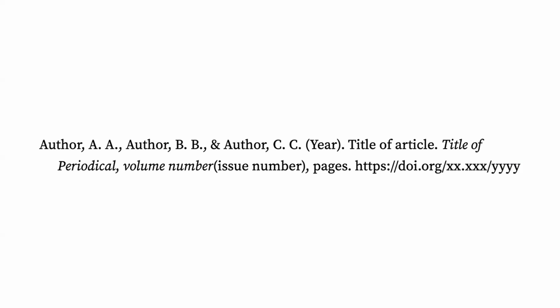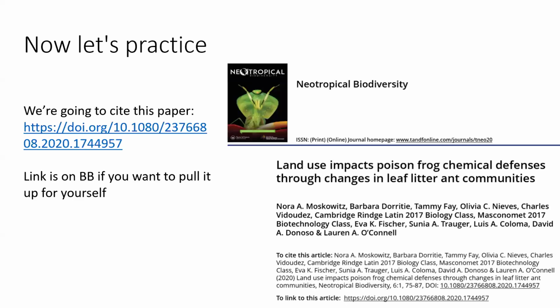You don't have to turn this in to me, so you can type it on your computer if that's helpful. One other thing that you might have noticed that's kind of funky about this paper: we have these authorships from entire classes in here. So we have the Cambridge Rindge and Latin 2017 biology class, and then the Mass Commnet 2017 biotechnology class. Those would just be spelled out all the way. You're not going to abbreviate those. So for your reference, that is kind of unusual.